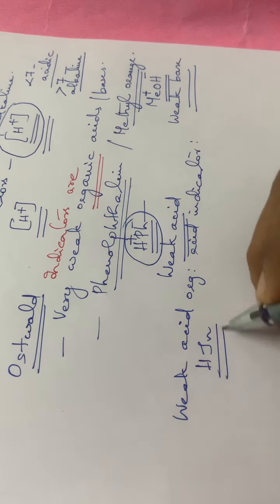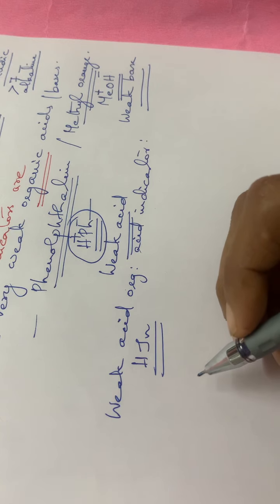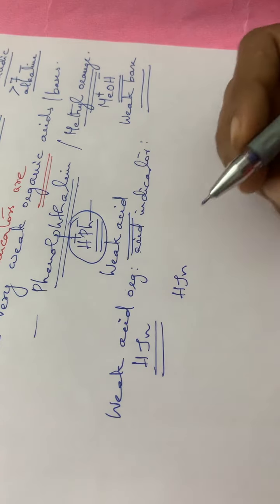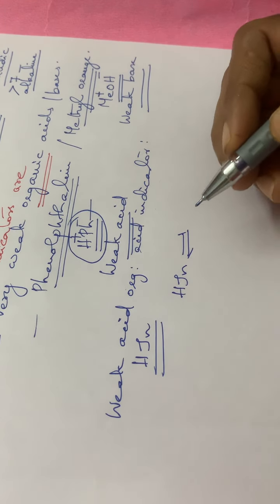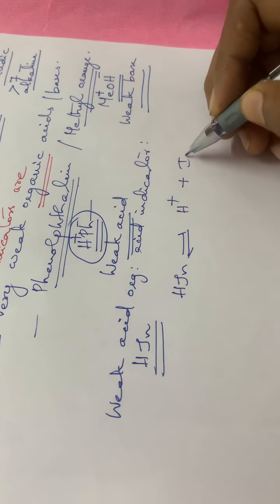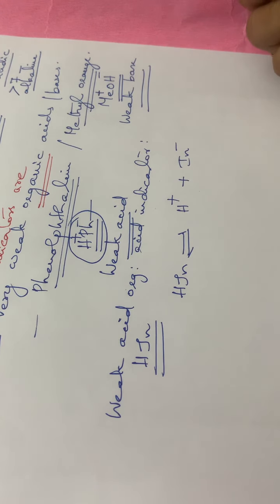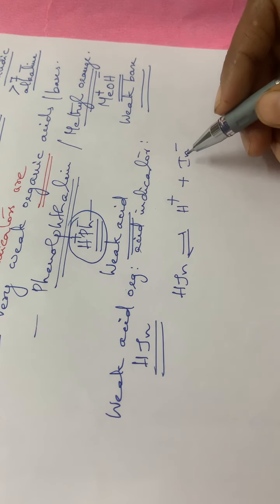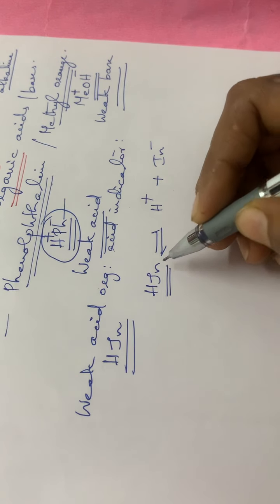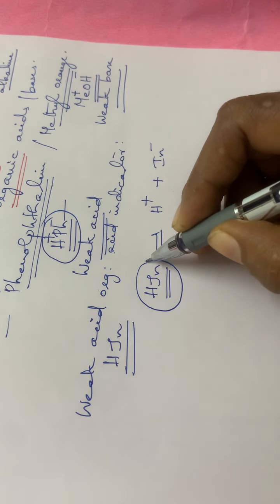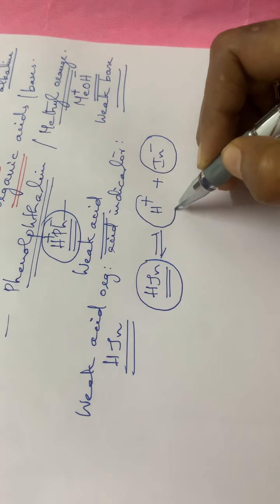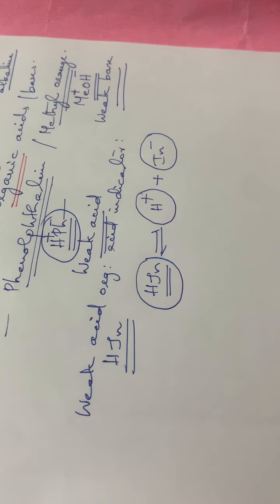Okay, so what happens is that this HIn will be in the undissociated form, HIn, and while dissociation takes place, it will be ionizing as H plus and In minus. Therefore, this is the undissociated or unionized part, and this H plus and In minus is the ionized or dissociated part.